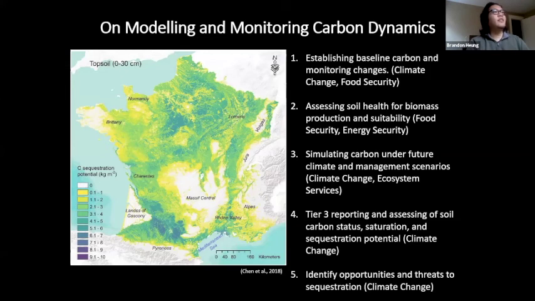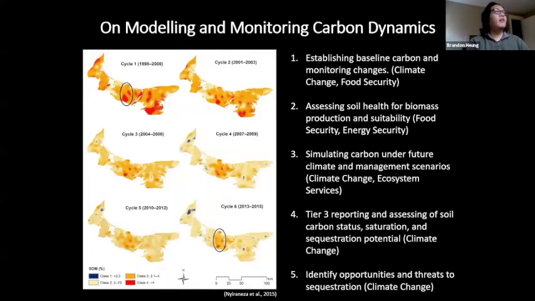And if we can better understand these patterns, we can provide a spatial context to the opportunities and threats related to carbon sequestration. And within Canada, a prime example of modeling and monitoring carbon can be found at PEI, which Derek had talked about earlier.